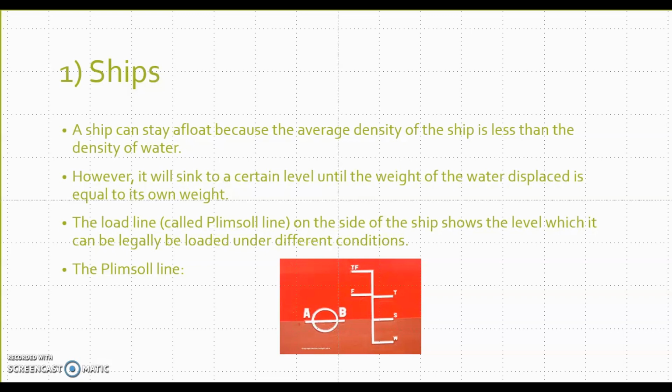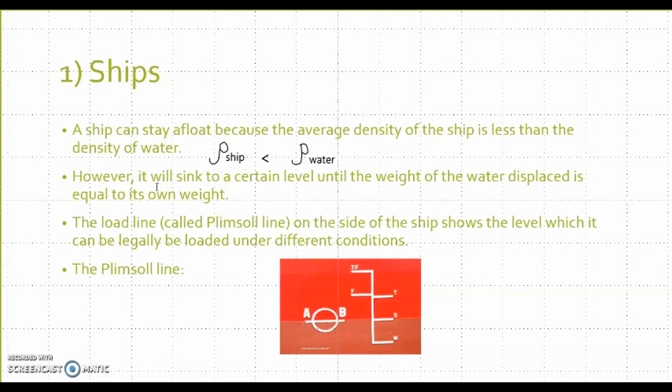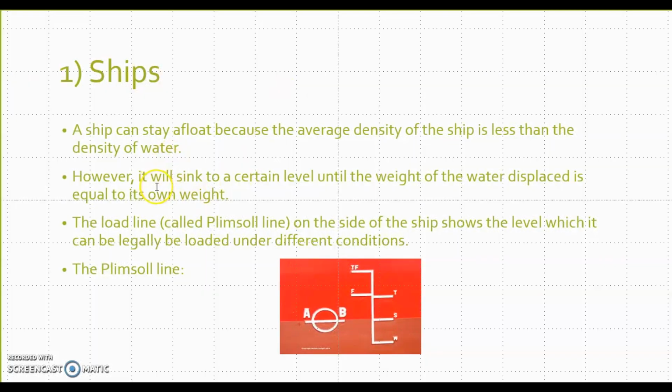The reason is a ship can stay afloat because the average density of the ship is less than the density of water. However, it will sink to a certain level until the weight of the water displaced is equal to its own weight.